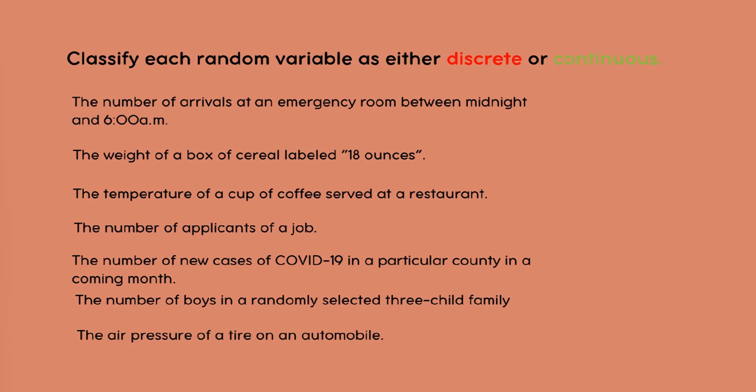So let us consider an example. Classify each random variable as either discrete or continuous. The number of arrivals at the emergency room between midnight and 6 a.m. Now try to ask yourself, can the number of arrivals at the emergency room between midnight and 6 a.m. be counted or not? If it can be counted, then it is discrete, otherwise continuous.